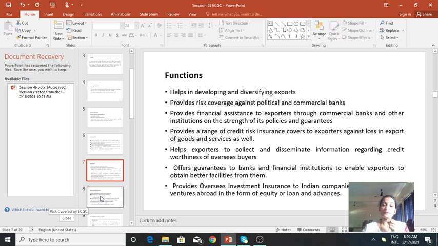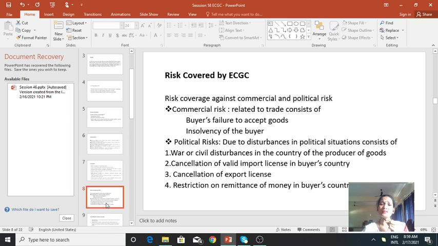It helps for the dissemination of information regarding the reputation of the overseas buyers, and it offers guarantee to the bank which will lend money to the exporters, and it provides overseas investment insurance to Indian companies investing in joint ventures abroad. And what are the risks covered? It covers both the risks, that is commercial risk as well as political risk.